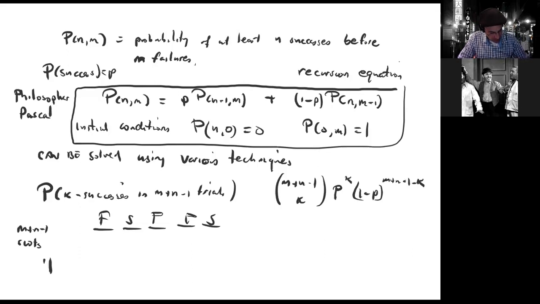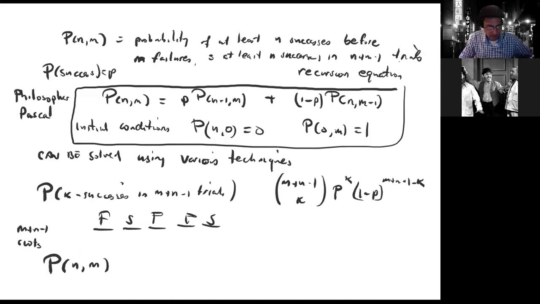So that means that the probability of at least n successes in m plus n minus 1 trials. By the way, this is the same thing as at least n successes in n plus m minus 1 trials. Because if you have at least n successes out of n plus m minus 1 trials, the remainder of failures is always smaller than m.